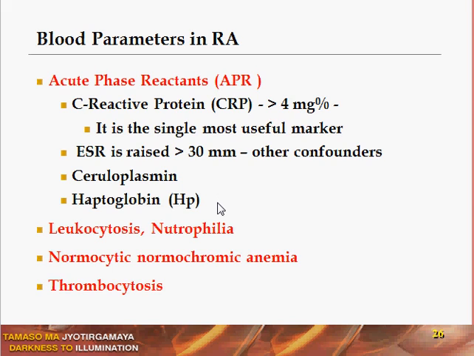Serum haptoglobin, called the HP, is also elevated in acute rheumatoid arthritis. Leukocytosis, neutrophilia, normocytic normochromic anemia. Here, the degree of anemia indicates the severity of the disease. Thrombocytosis may also be seen. So, these are some of the blood changes in rheumatoid arthritis.